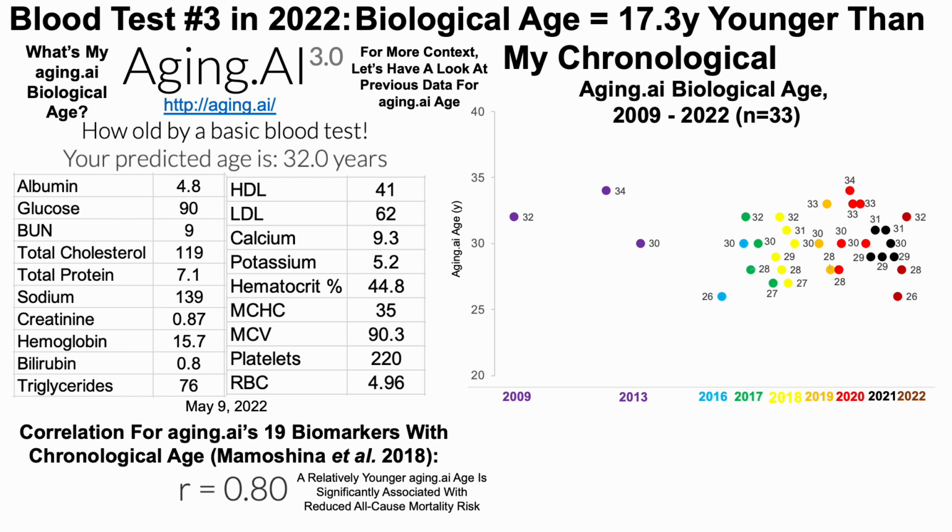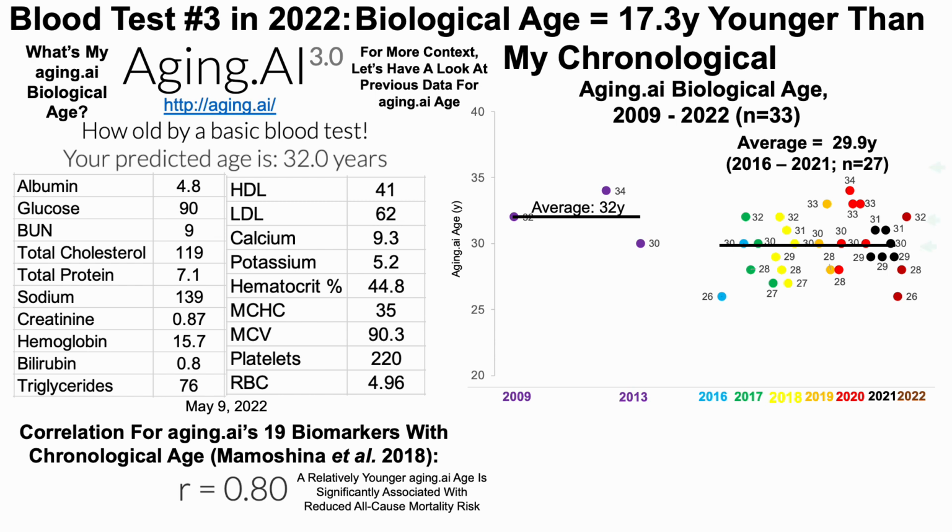So from 2009 to 2013, over that period, I have 3 blood tests, and my average Aging.ai age was 32 years. And then in 2016, I decided to test more often, as you can see by all the dots. And over the 6-year period from 2016 to 2021, I have 27 blood tests. And over those 27 blood tests, my average Aging.ai age is 29.9 years.